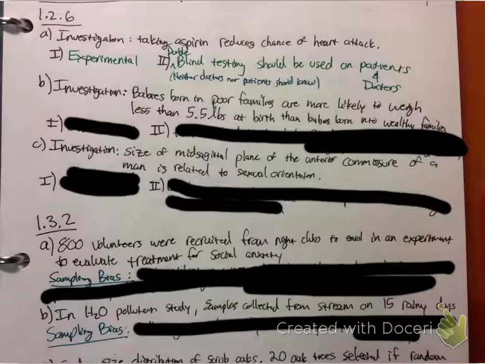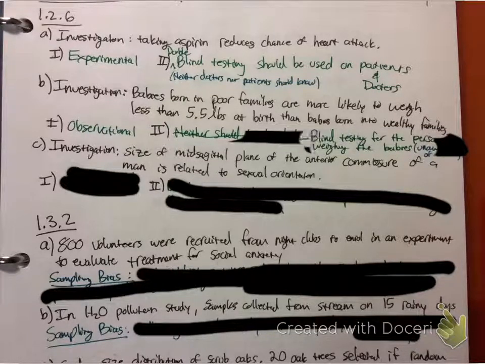Okay, so next question. If babies are born in poor families, they are more likely to weigh less than 5.5 pounds than if they were born into wealthy families. So this study is about, I guess, wealthy versus poor baby births, around 5.5 pounds. What kind of study would this be? Well, this would be an observational study, because you just have to weigh the baby and see how much it weighs. But the question is, would you have to do a blind test or a double blind test?